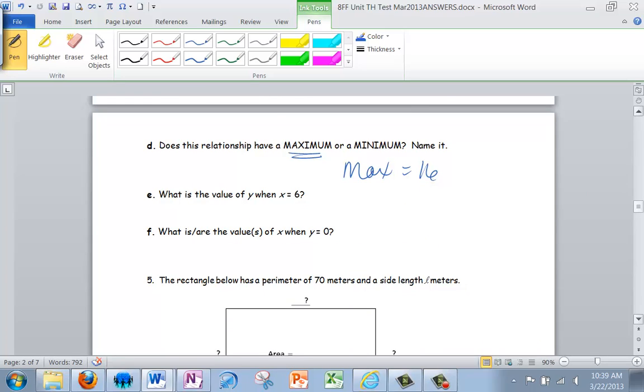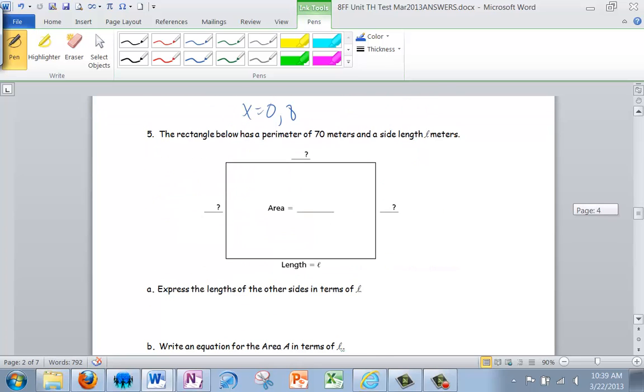I did take off a half a point for that. It's a very, very minor point, so it's not a huge deal. There were a lot of points on this test. There were 96 points. So the half a point is not a huge deal. I just wanted to make a point of that vocabulary. The value for y when x is 6 should be 12. And the values for x when y is 0, those are your x-intercepts. So that would be 0 and 8. Some of you only had one of those, so make sure you have both of those.